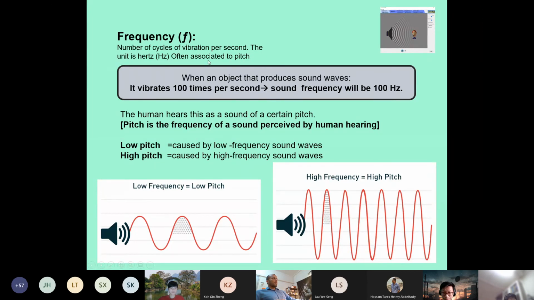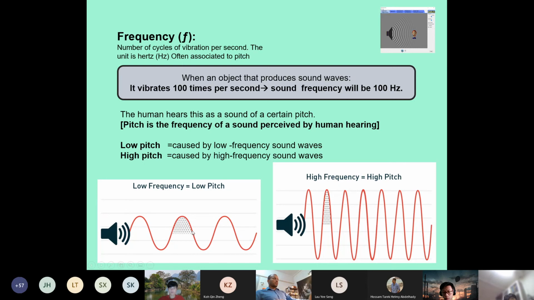When we talk about the frequency of sound, it is often related to the pitch of sound. When an object that produces a sound wave vibrates 100 times per second, the sound frequency is 100 hertz. So this is the pitch. The pitch is the frequency of sound perceived by human hearing. Those who perform music know we mention low pitch and high pitch. Low pitch is caused by low frequency sound waves. High pitch is caused by high frequency sound waves.